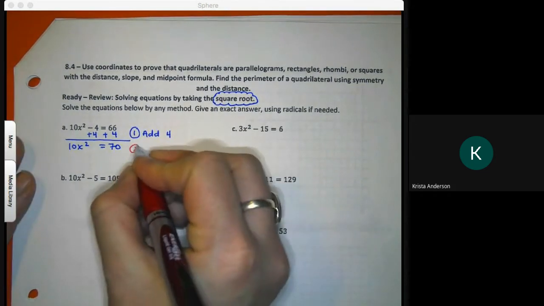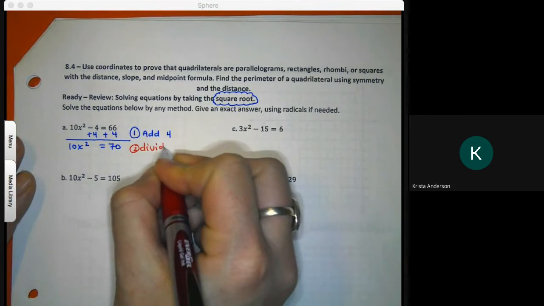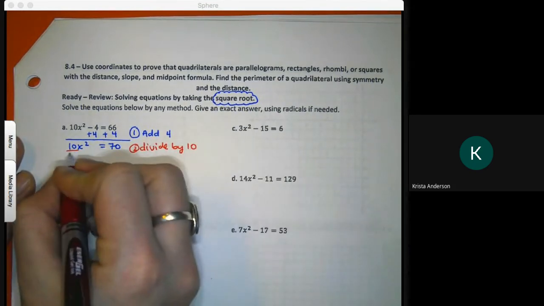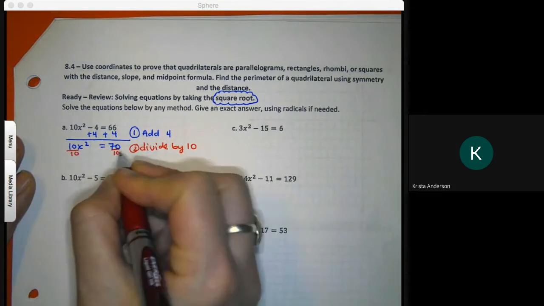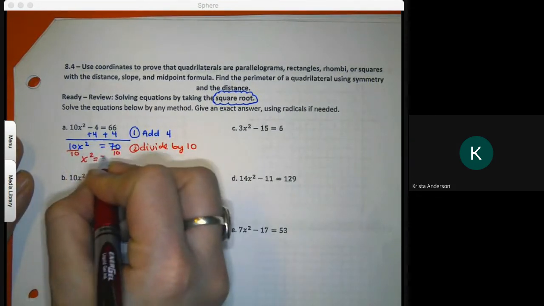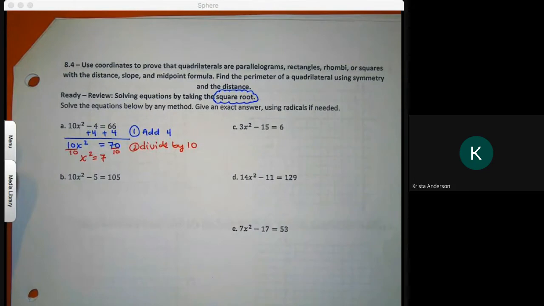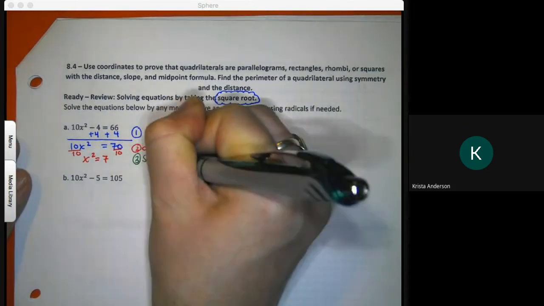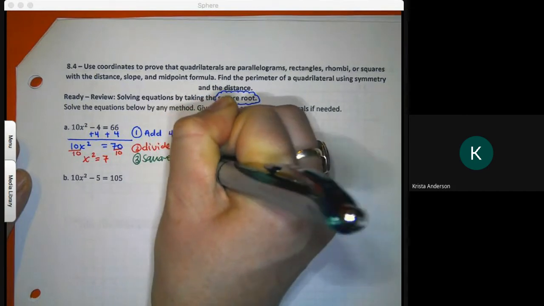I will now divide by the 10 that's stuck on the x squared. X squared equals 7. And my final step is to square root.